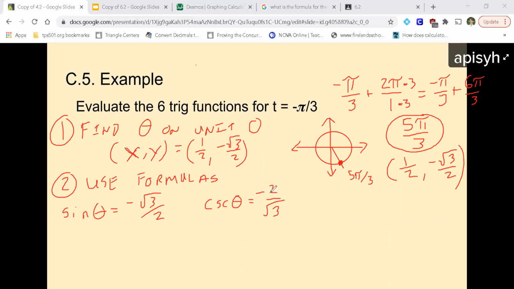WebAssign will accept this as an answer, but you should be ready to rationalize it because the ACT and your future math classes probably won't. They don't like having this radical in the denominator. So to fix that is actually fairly easy. We just multiply by the denominator to the top and bottom to get us negative 2 square roots of 3 over the square root of 9. But the square root of 9 is just 3.